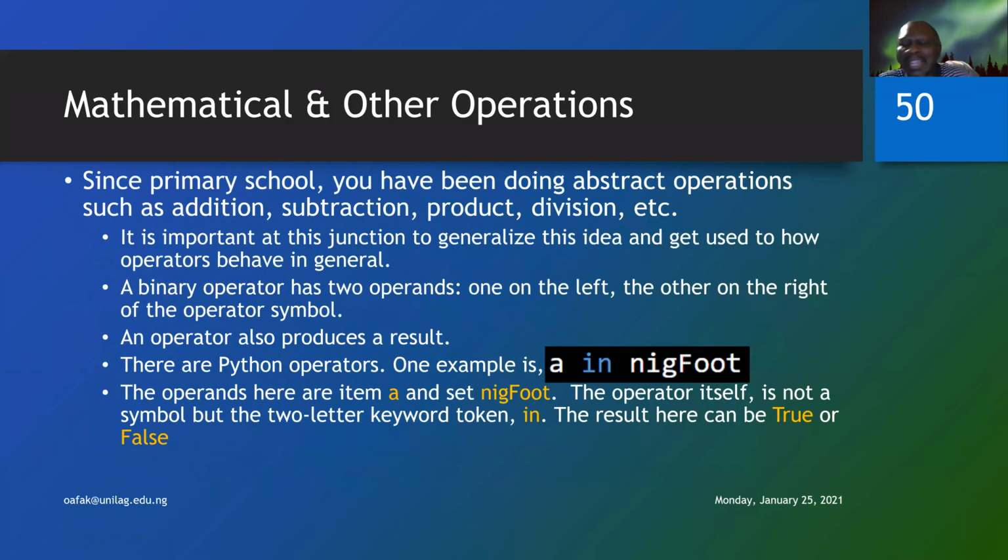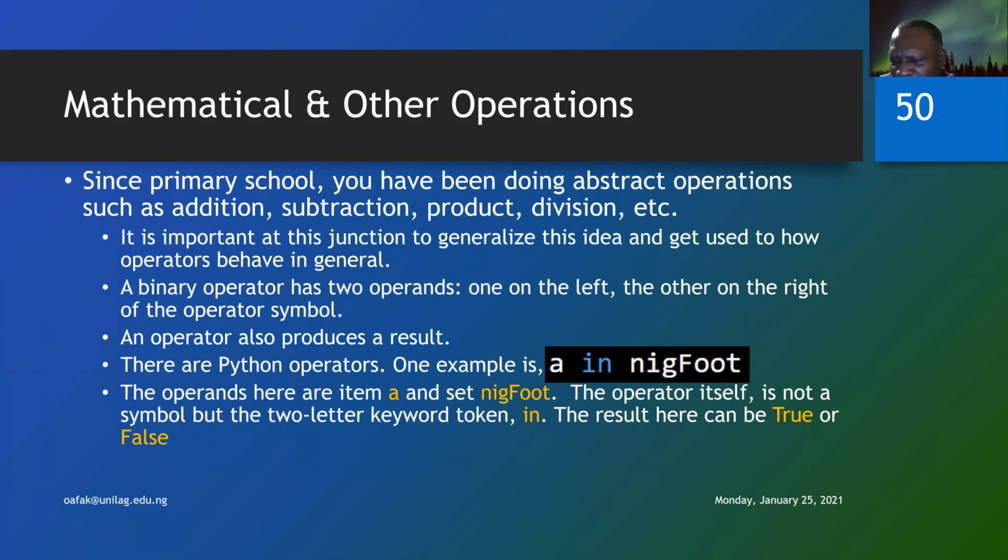Okay, so we have talked about intersection, union, membership, and several other things. I want us to look at operations as a general issue. Since primary school, you have been doing abstract operations such as addition, subtraction, product, division, etc. So you've done 2 times 2, 5 times 5, 10 divided by 5. You've been playing with all those things before you got to this stage. It is important at this juncture to generalize this idea and get used to how operators behave in general. How do operators behave? What are operators?